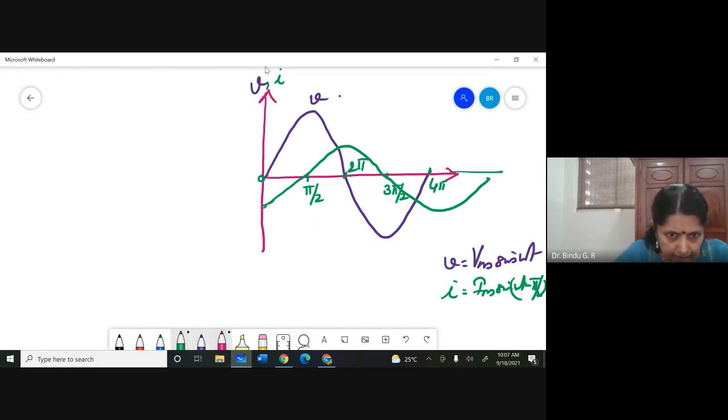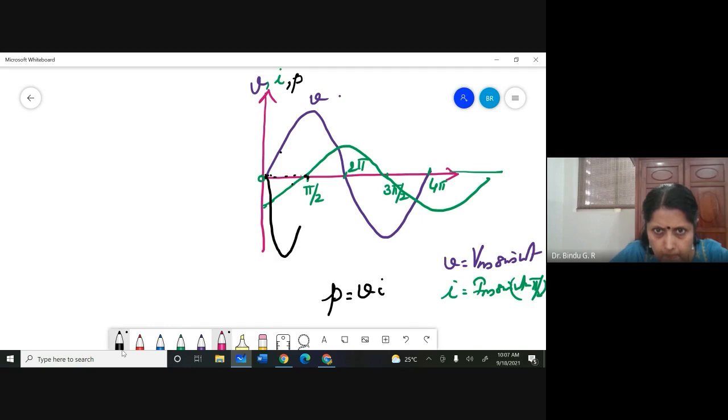Now, how will I have the power waveform? From 0 to pi by 2. Instantaneous power I know is V into I. Every point here, I should multiply V and I. From 0 to pi by 2. All of you should listen. I'll give you time to draw. From 0 to pi by 2, voltage is positive, current is negative, which means I will have a negative power.